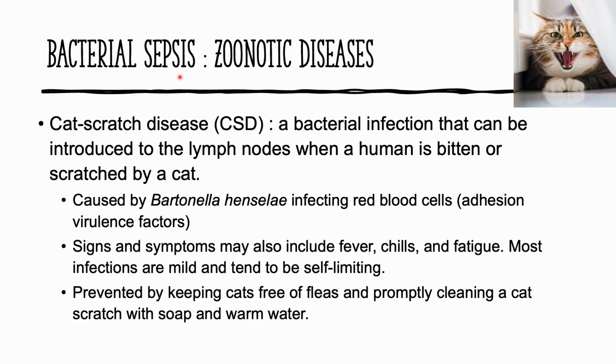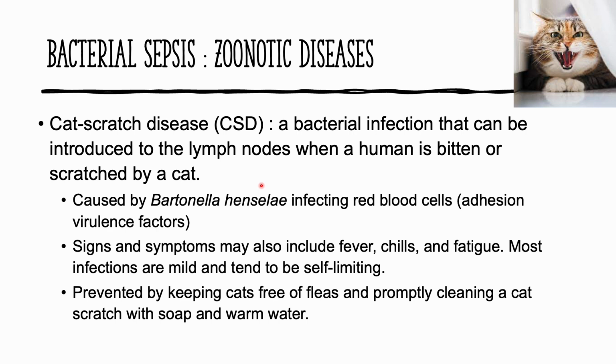Bacteria can also end up in the blood through zoonotic diseases, so it can be transmitted from animals to humans. Our example of a zoonotic disease that leads to bacterial sepsis is cat scratch disease, and this is a bacterial infection that can be introduced to lymph nodes by the scratch or bite of a cat. So the scratch or bite of that cat is breaking that first line of defense, your skin, and introducing this bacteria to that lymphatic system, to all of those vessels that can then go to lots of different places in your body.